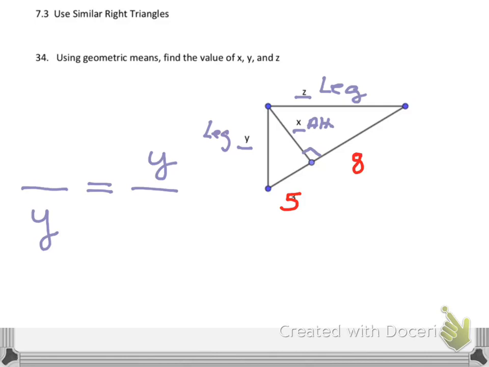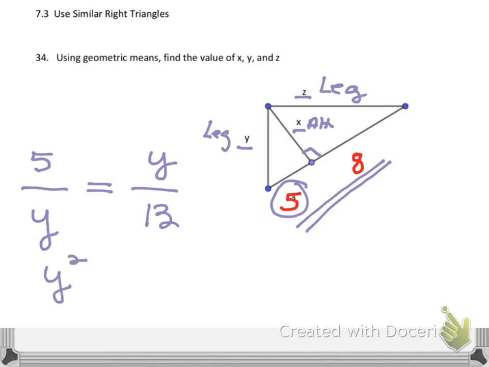Okay, so given that, let me go back to the purple, and we're going to find y. This leg is the geometric mean between the piece of the hypotenuse closest to it and the entire hypotenuse. So when you add those together, 8 and 5 should be 13. So I'm going to put 13 here. Now do your cross product. y times y is y squared, and that equals 5 times 13.